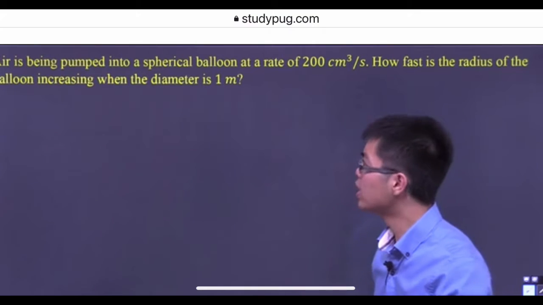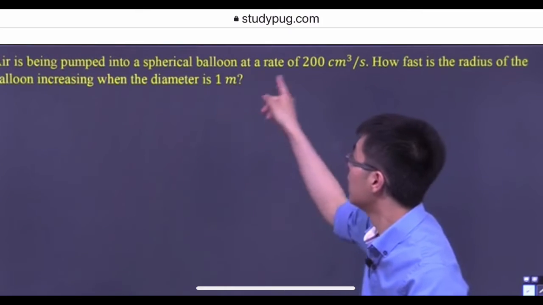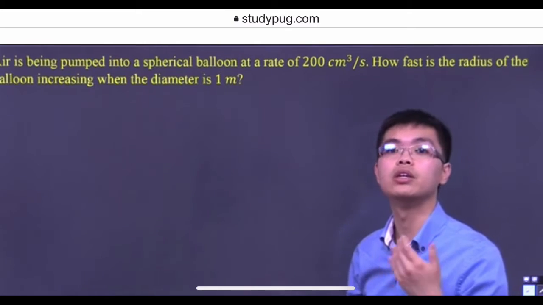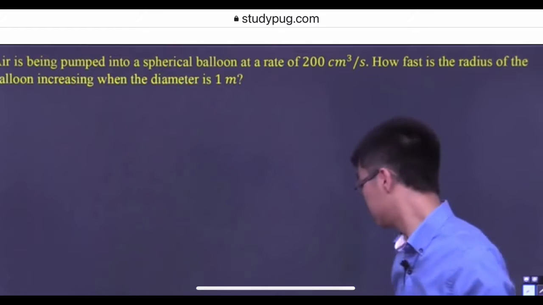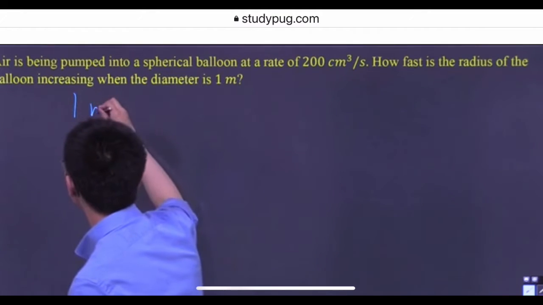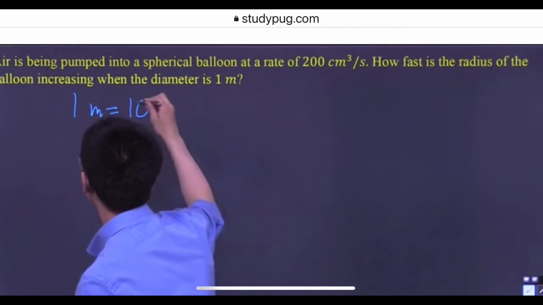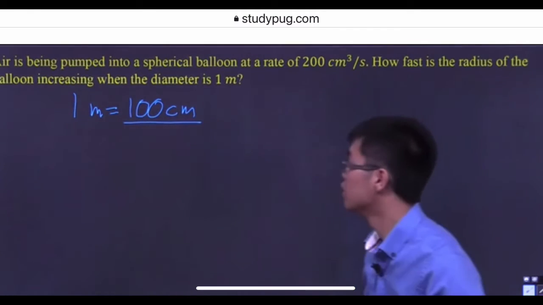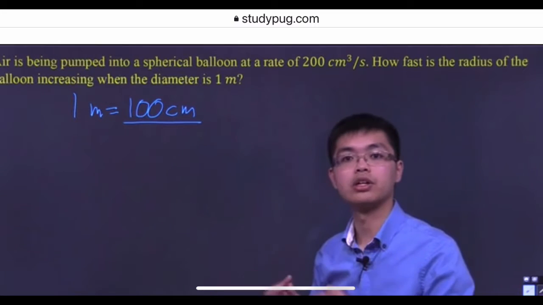Well, I see 1 meter here, but I see centimeters there, so why don't we make the units more consistent? The first thing I would do is change this 1 meter into 100 centimeters. You know 1 meter is 100 centimeters. Okay, so everything's in centimeters, that's good.